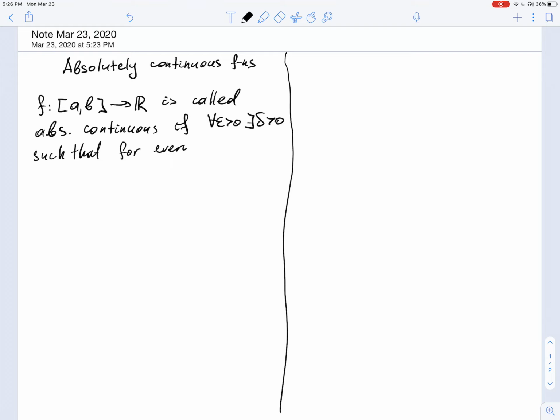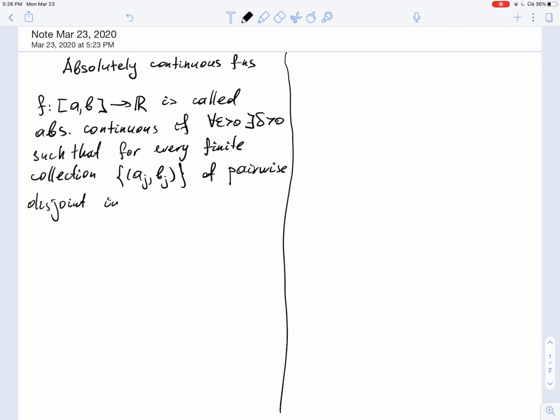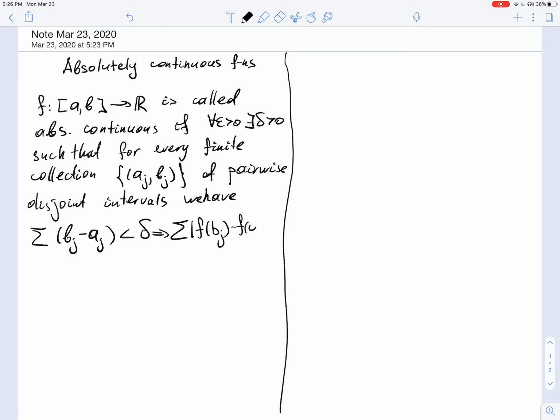for every finite collection of intervals aj, bj of pairwise disjoint intervals, we have sum of the lengths is less than delta implies sum of the difference in the values is less than epsilon.